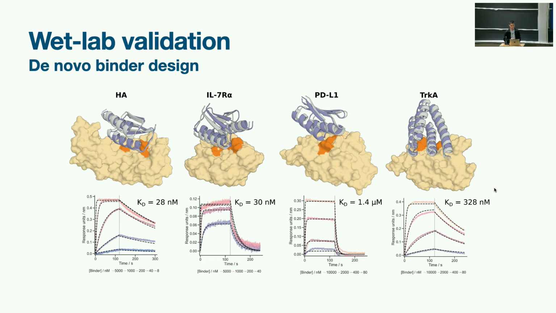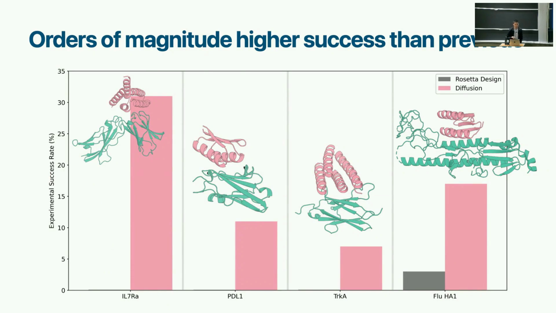And then compared to previous algorithms, like I was mentioning, this structure generation was the limiting factor. Those methods almost had an experimental success rate of 0.1% or something. But with these diffusion models, we're able to go orders of magnitude higher than that, where for this one it's a 30% success rate. All of these are orders of magnitude higher than what was previously possible.